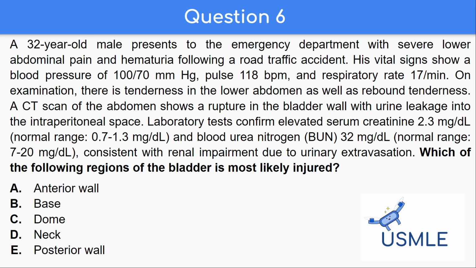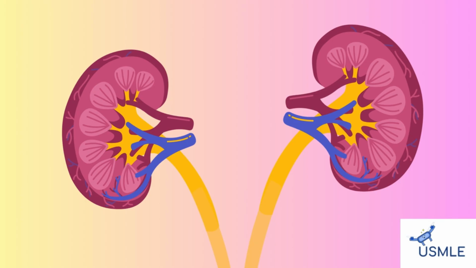Laboratory tests confirm elevated serum creatinine 2.3 and blood urea nitrogen 32, consistent with renal impairment due to urinary extravasation. Which of the following regions of the bladder is most likely injured? A. Anterior wall, B. Base, C. Dome, D. Neck, E. Posterior wall. Today we will study the renal and urinary system.